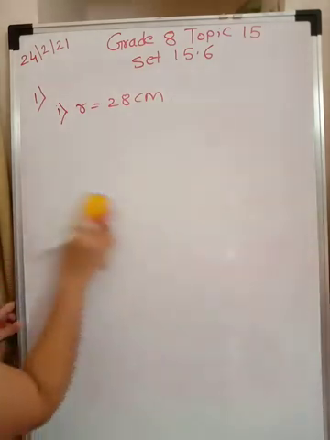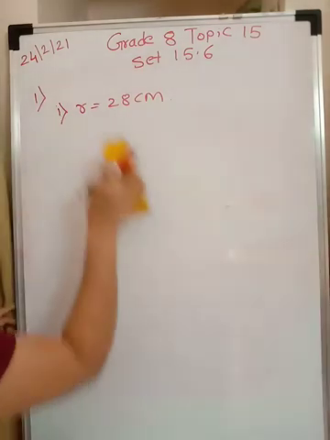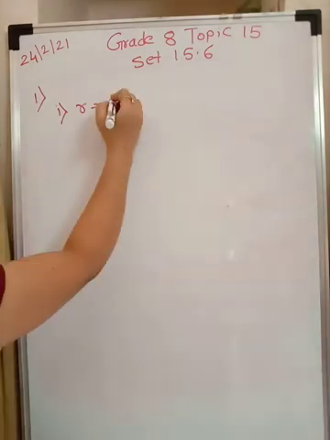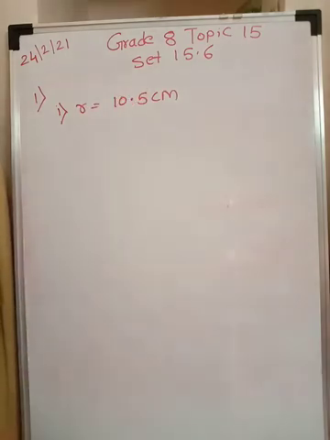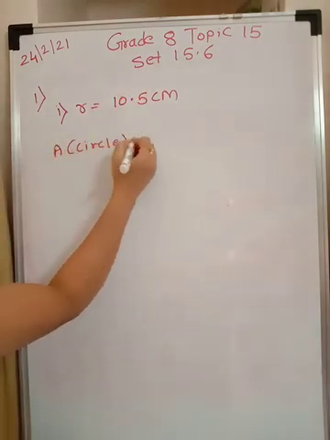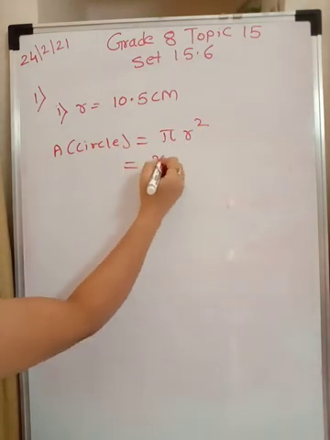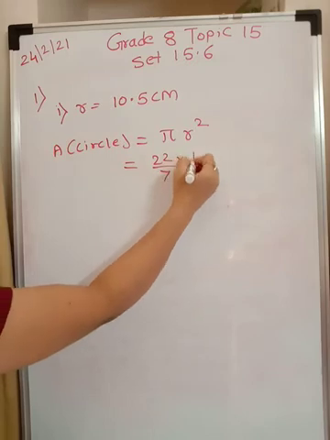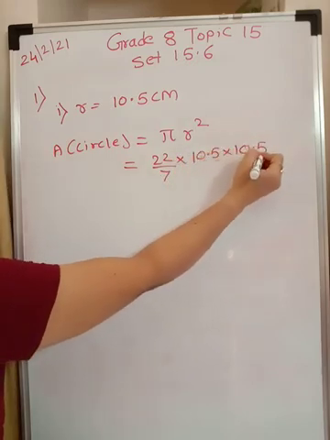Now the second question is, 10.5 is the radius given. They have given 10.5 centimeter. Please check the unit. So again area of circle is nothing but pi r square. So that is 22 by 7 into 10.5 into 10.5.